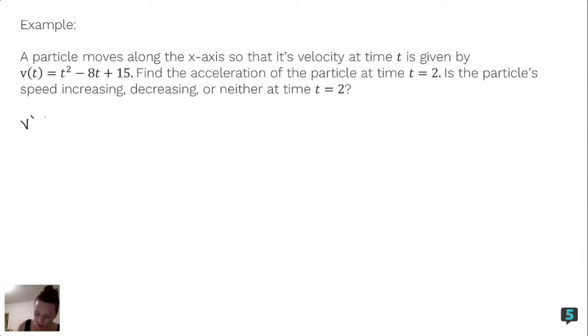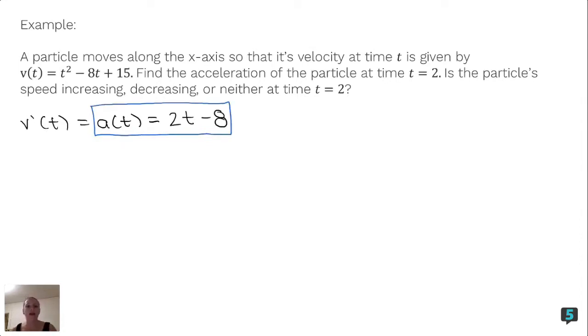All right, so to get from velocity to acceleration, we've got to take a quick derivative. So v prime of t is going to equal a of t, which is just going to give us 2t minus 8. Okay, so there's our acceleration. And now we need to decide if the particle speed is increasing, decreasing, or neither. So we have to determine if the signs of my velocity at t equals 2 and my acceleration at t equals 2 are the same or different.